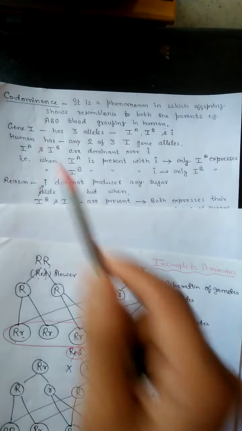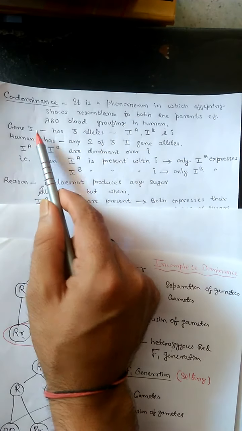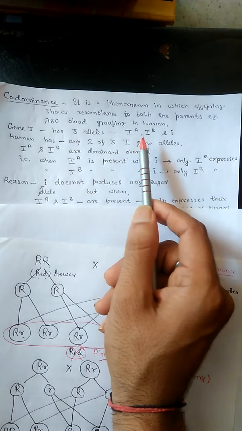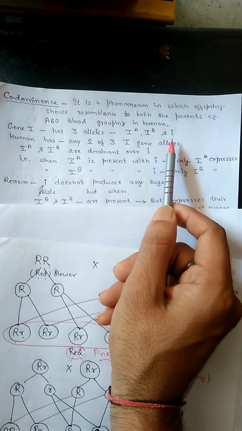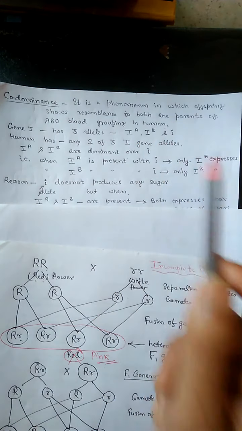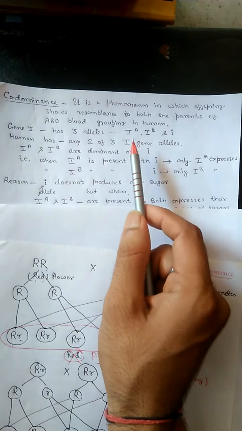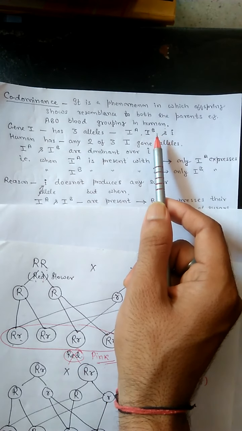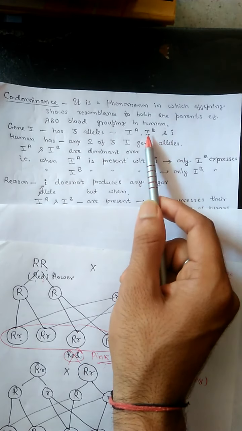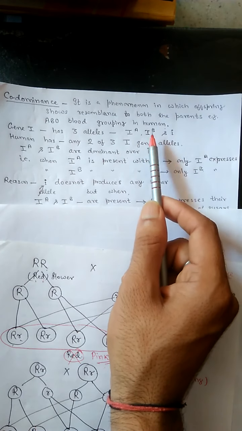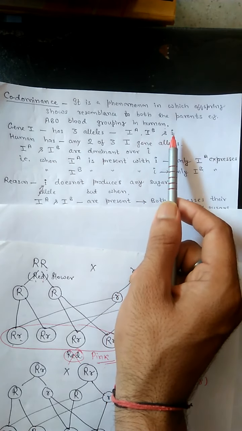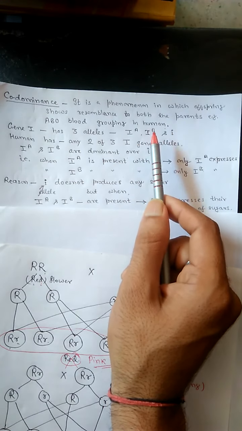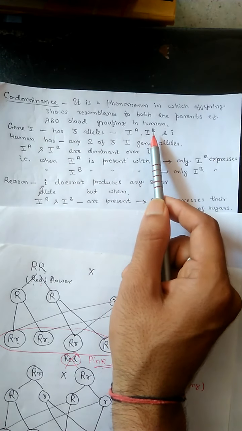Also, the gene I has three different alleles, IA, IB and small i, and no human being has all the three alleles. Any human being has any two of these: either IA IA, IB IB, ii, or IA IB.